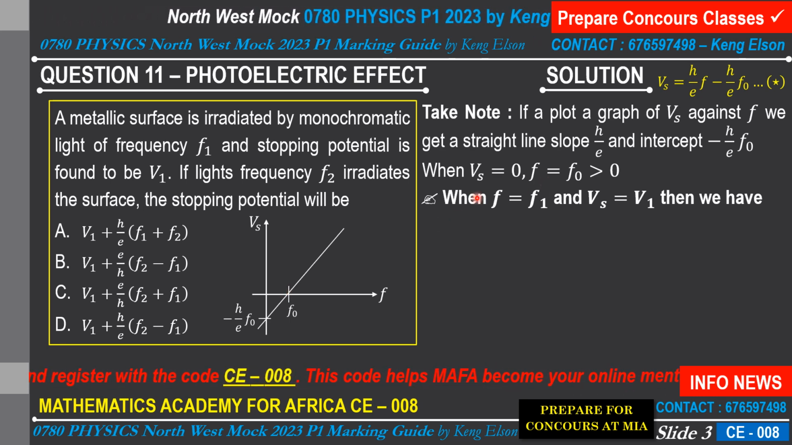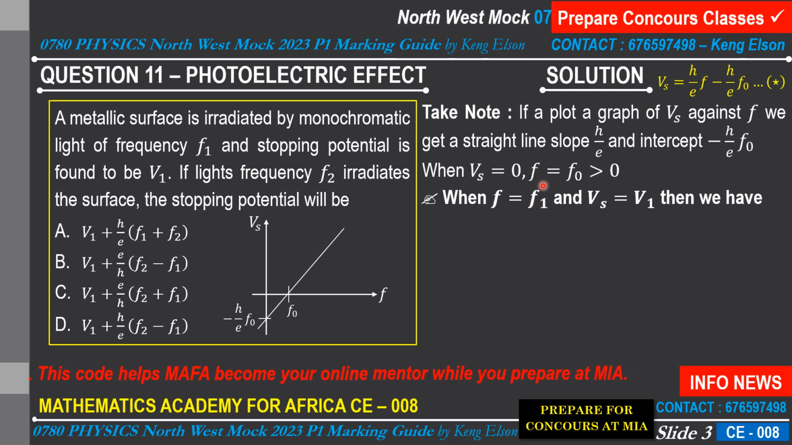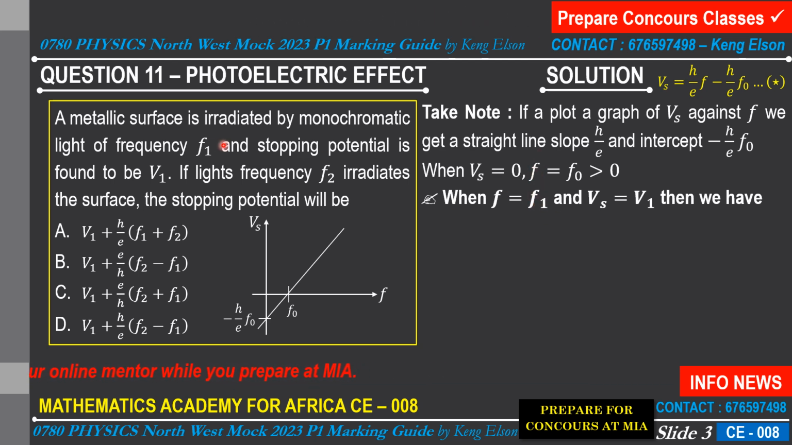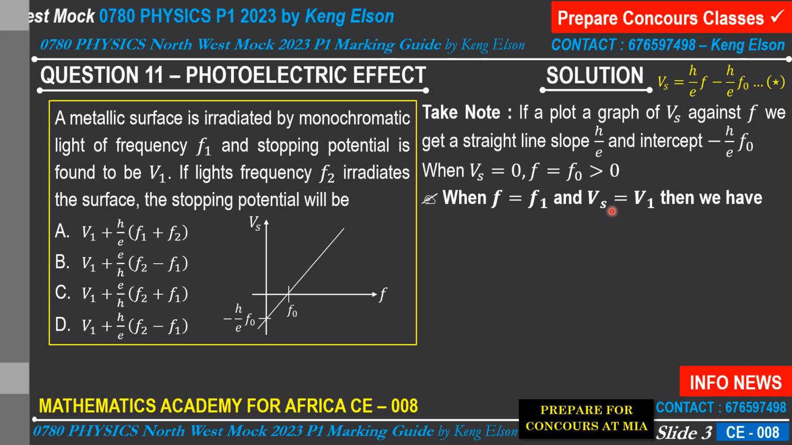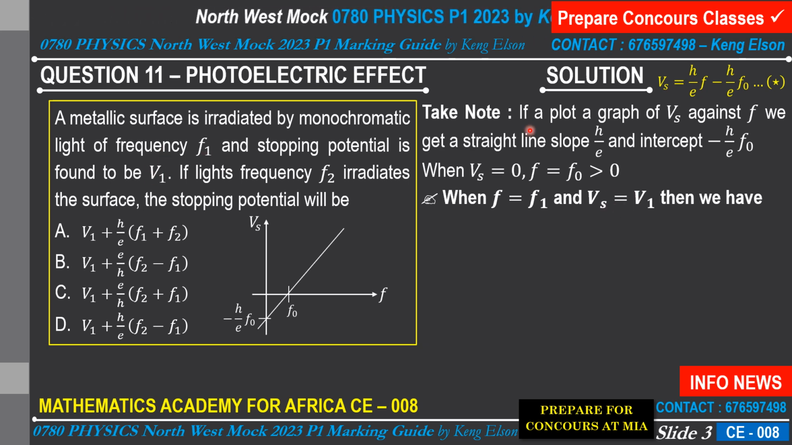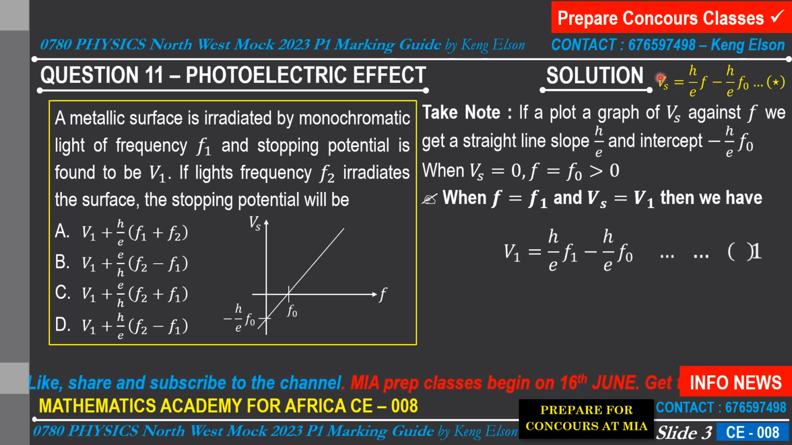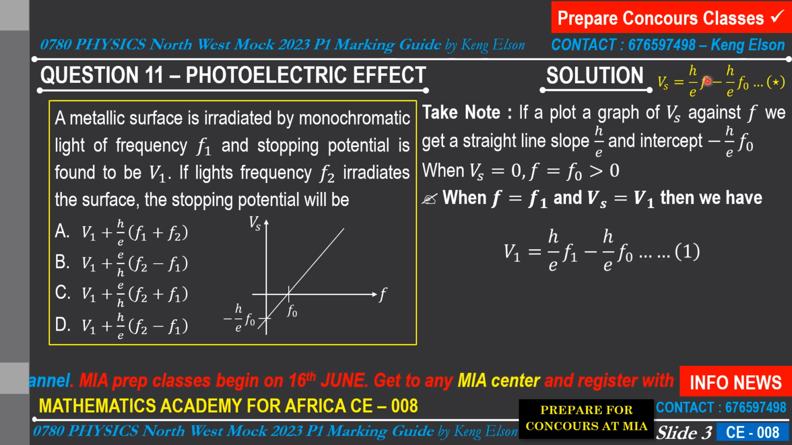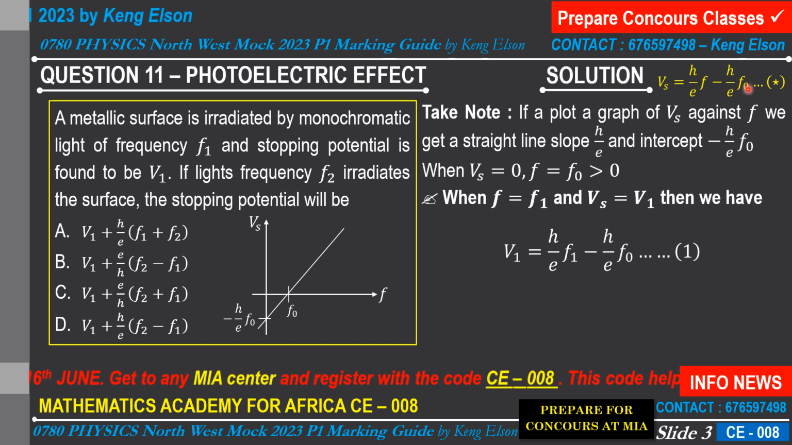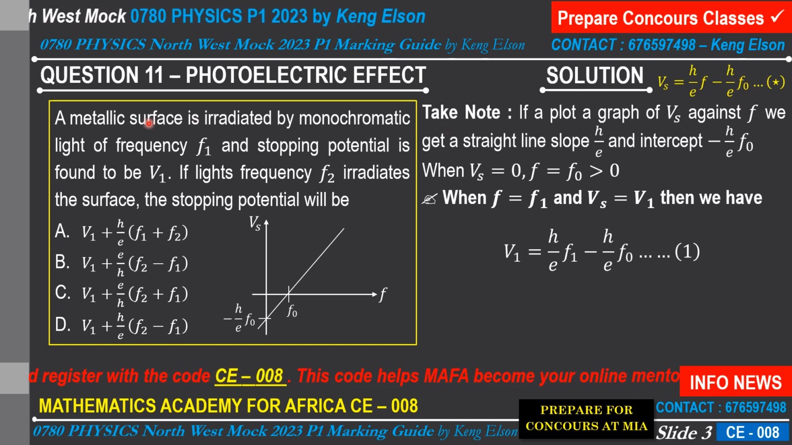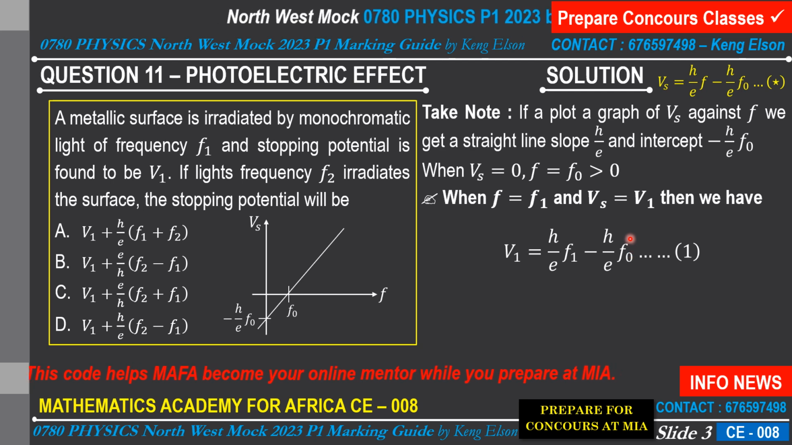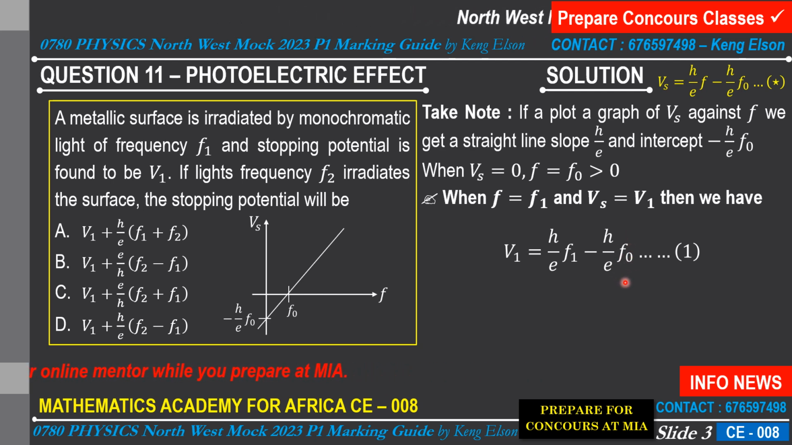So let's begin. If F is equal to F1, that is, if we are taking the frequency to be the frequency of the first light source, then its stopping potential Vs is equal to V1 according to the equation. So replacing everything back into this equation, we get that V1 is equal to h on E times F1 minus h on E times F0. F0 is the same because it is a specific metal.